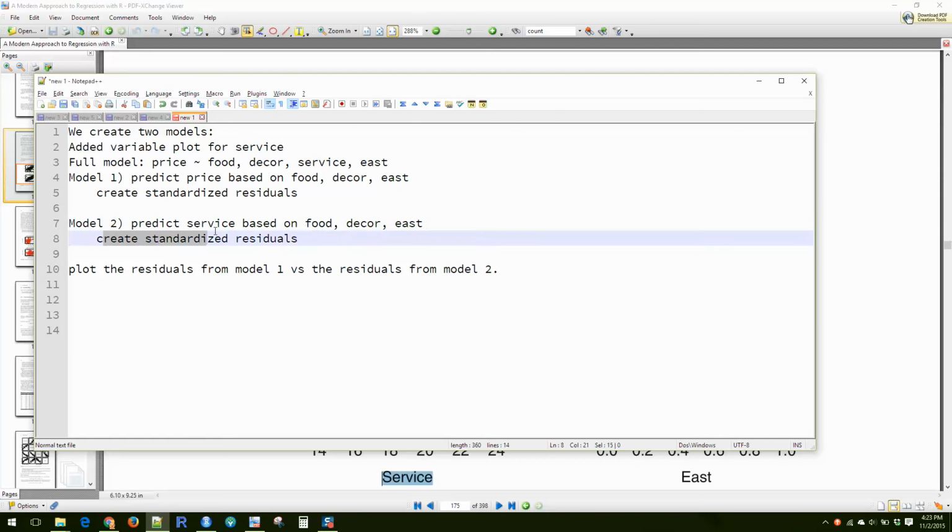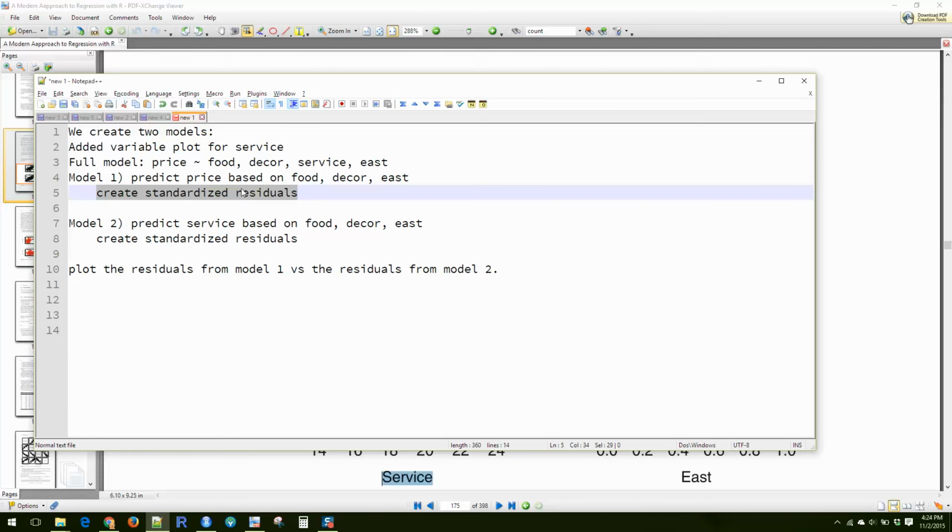What would our residuals look like for this model? Like a flat line. It would be flat, right? If we can predict service perfectly based on these other three predictors, our residuals here would be a flat line. There would be no difference between the residuals. So if I plotted this versus this, would we see any relationship between the residuals here and the residuals here? No, because there's no variance in here that can be used to make any conclusions about the residuals over here.